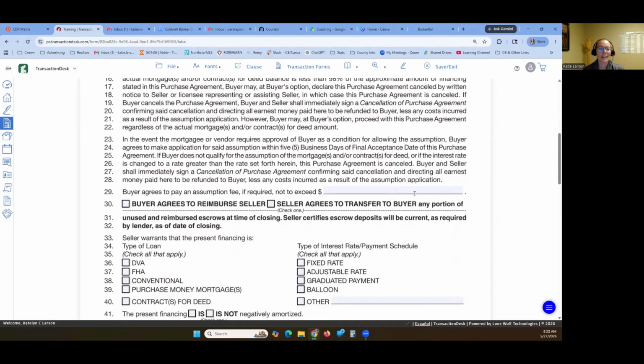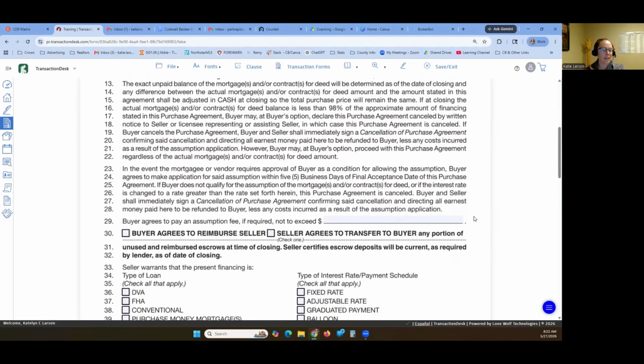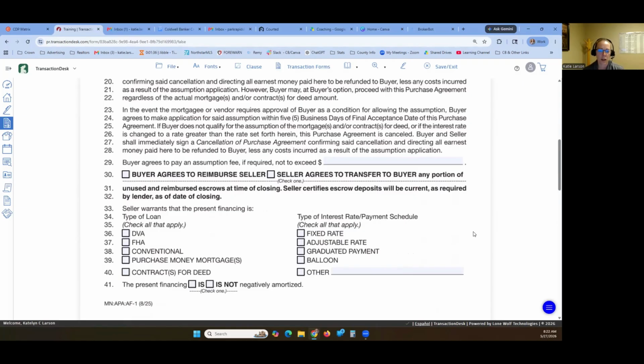This amount doesn't have to be exact to what the assumption fee is, but if the assumption fee goes over that amount, then the buyer needs to go back to the seller and say, hey, this isn't going to work. I don't want this. Or the buyer can just go through with it if they're okay with it, right? If it's $7 over, I'm sure they're fine. Use your best judgment.